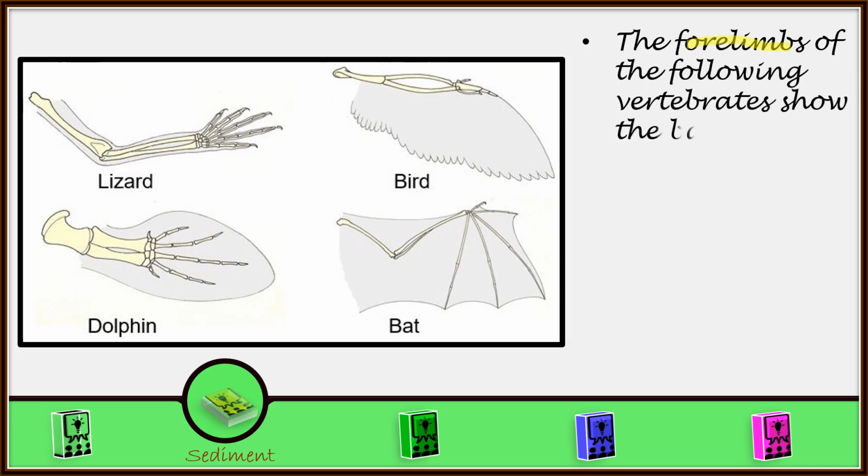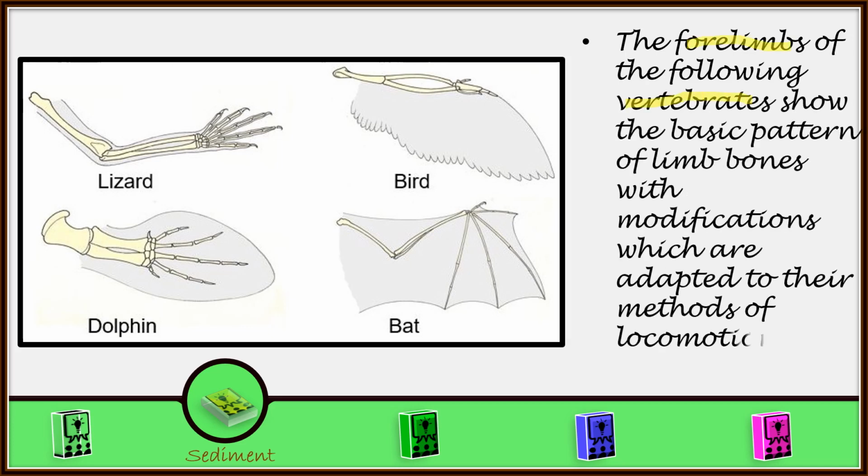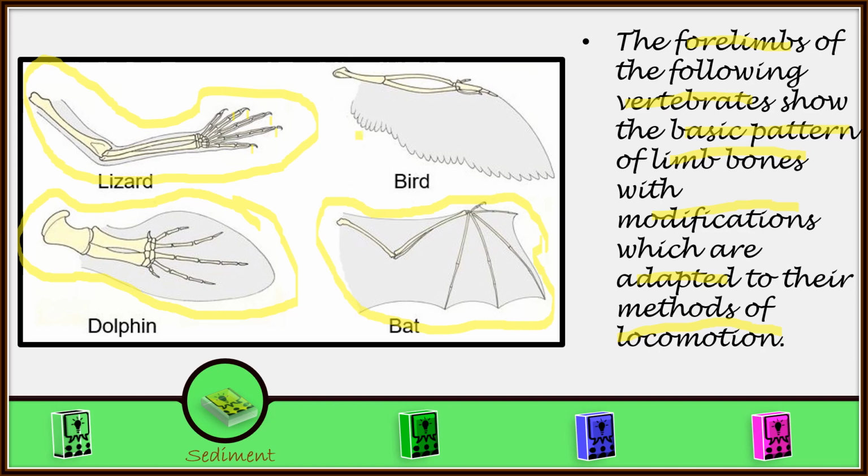The limbs of the following vertebrates show the basic pattern of limb bones with modifications which are adapted to their method of locomotion. So when you look at this one of a lizard, it is adapted to its mode of locomotion. It has claws at the end which attach on the rocks and material. Then this one of the dolphin is adapted for swimming. The bird and the bat are both adapted for flight. So they have the basic pattern of limb bones which have been modified and adapted for their method of locomotion.